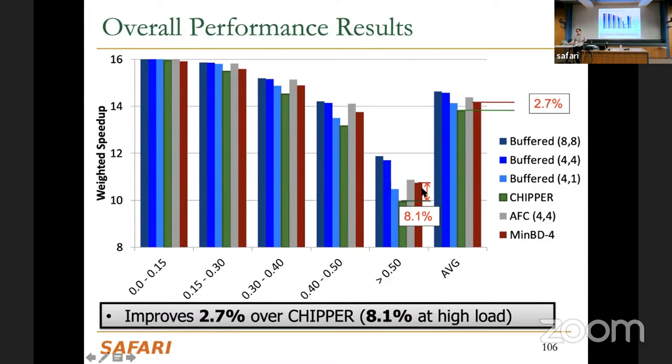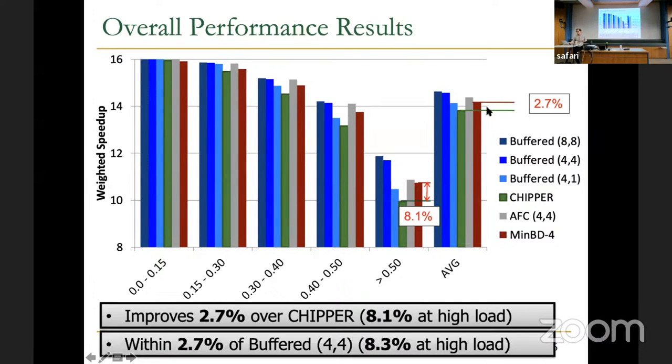So performance is now much better than Chipper, which is the green one over here, and also better than some of the buffered mechanisms, but not as good as heavily buffered designs. On average, it's not bad, actually. On average, this design is relatively close to, within 3% of, buffered 4x4 buffers. There are 4 virtual channels, 4 buffers in each, 4 packets in each. So it's not bad, basically.